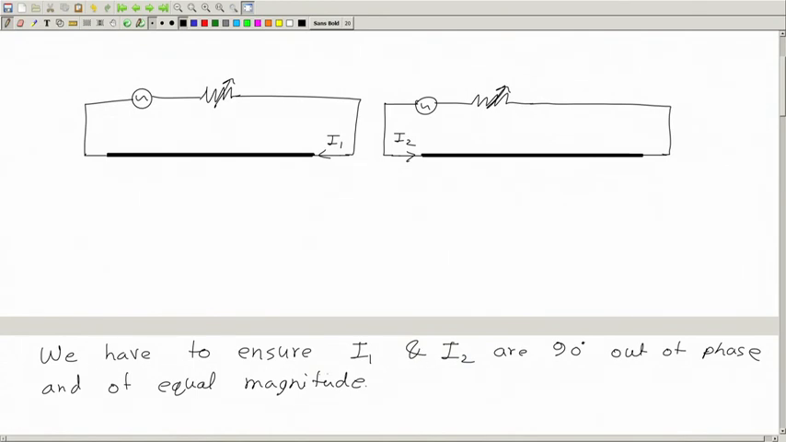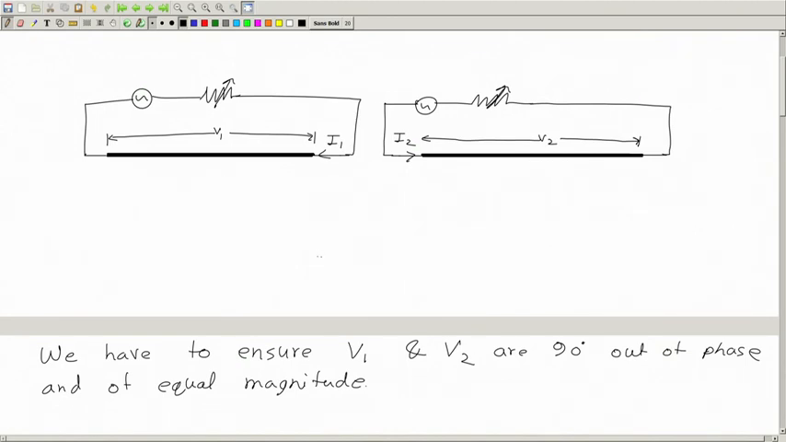So we have to ensure that this voltage, call it V1, and this V2, with potentiometers of the same length, are such that V1 and V2 are 90 degrees out of phase and of equal magnitude. For that, you have to adjust I1 and I2 somehow. You have to adjust here and here to make I1 and I2 such that V1 and V2 are 90 degrees out of phase and of equal magnitude.